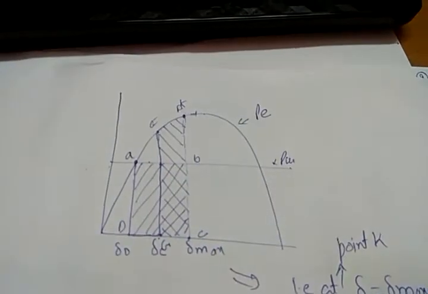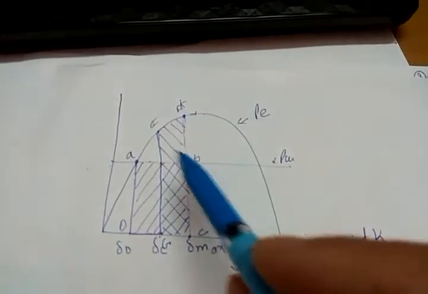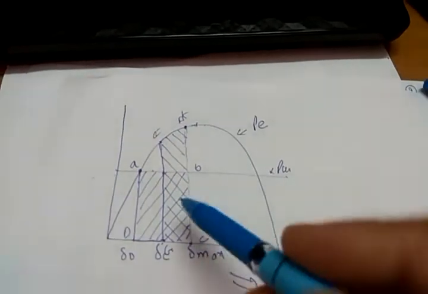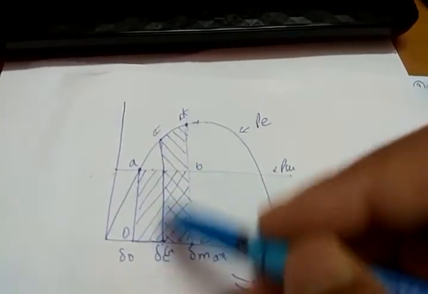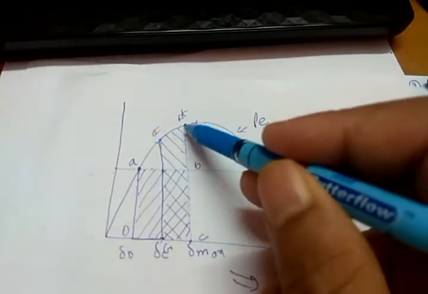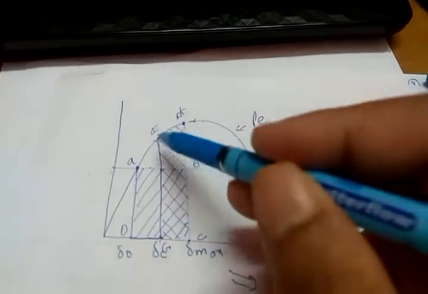So this is the area made by the electrical power. The area made by the shaft power is A, B, C, D, A. The area made by the electrical power is E, F, B, C, G, E.